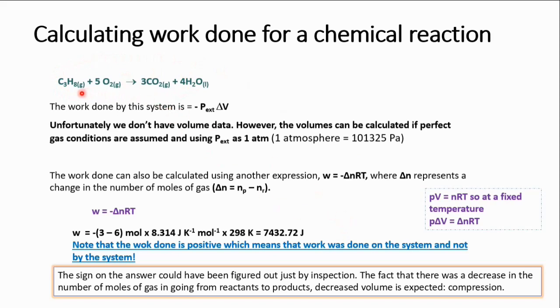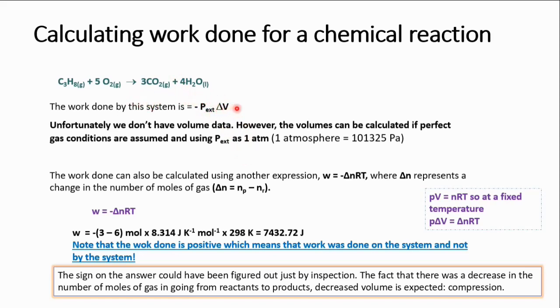Now, look at the equation. You have 1 mole of propane gas reacting with 5 moles of oxygen gas to produce 3 moles of carbon dioxide gas and 4 moles of water. The first thing you have to note is that in a chemical reaction, only gases are able to do work. Liquids or solids are not able to do work. Only gases.